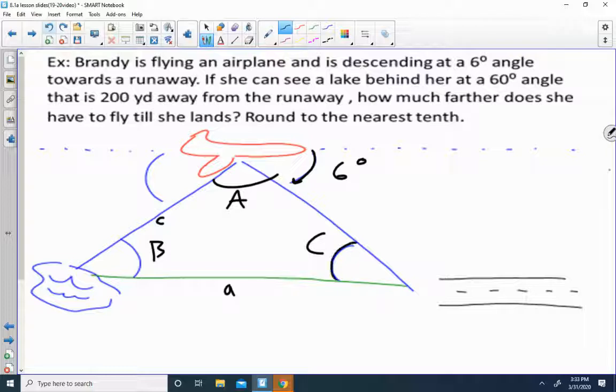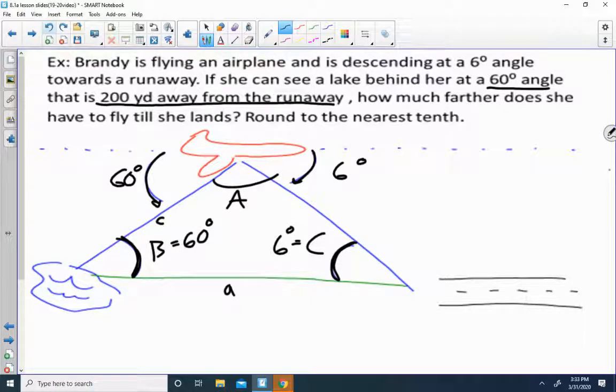And of course, alternate interior angles are congruent, so that makes angle C 6 degrees. And it says that she can see a lake behind her at a 60-degree angle. So if she has to turn around and look down, she has to look down specifically 60 degrees. And of course, again, alternate interior angles are congruent, which makes B also 60 degrees. And it also tells us that the lake is 200 yards away from the runway. Or in other words, little a is going to be 200 yards.